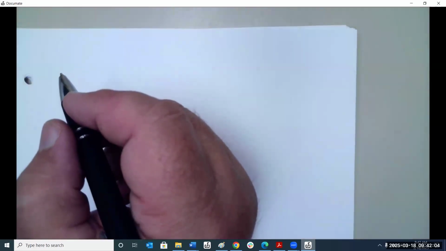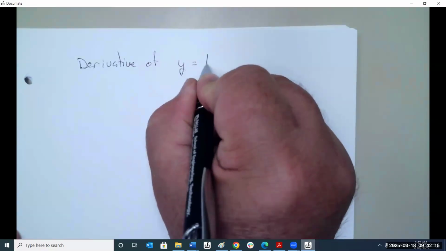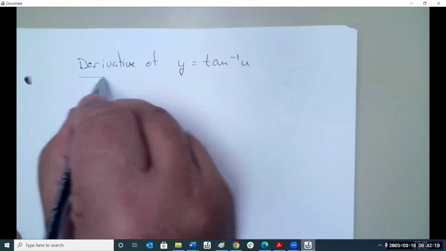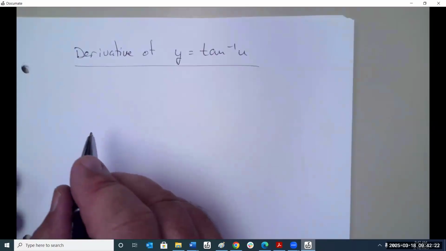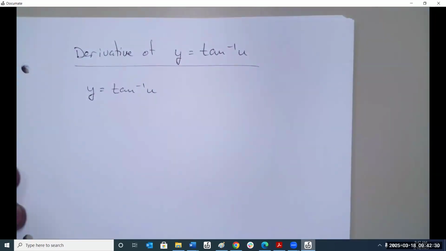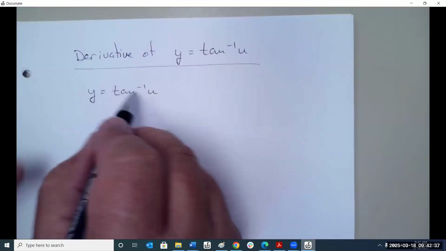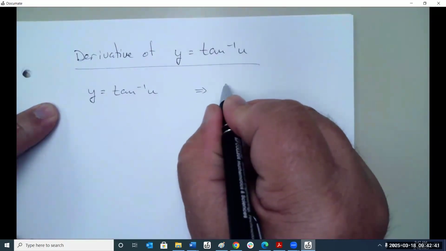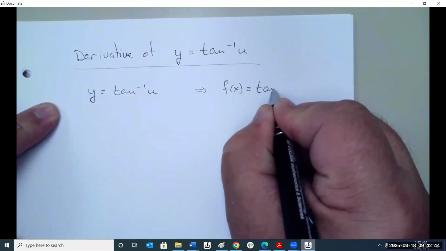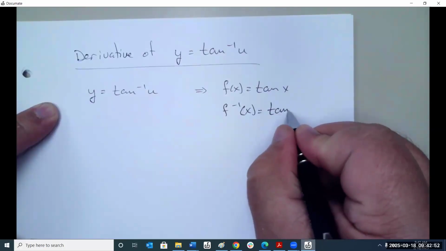And it's similar to finding out the derivatives of all the other functions using the same logic we just did there. Derivative of y equals the inverse of tangent u. So to find the derivative, we have to first define our function, tangent x. We have to find the inverse of it, which is tangent inverse of x.